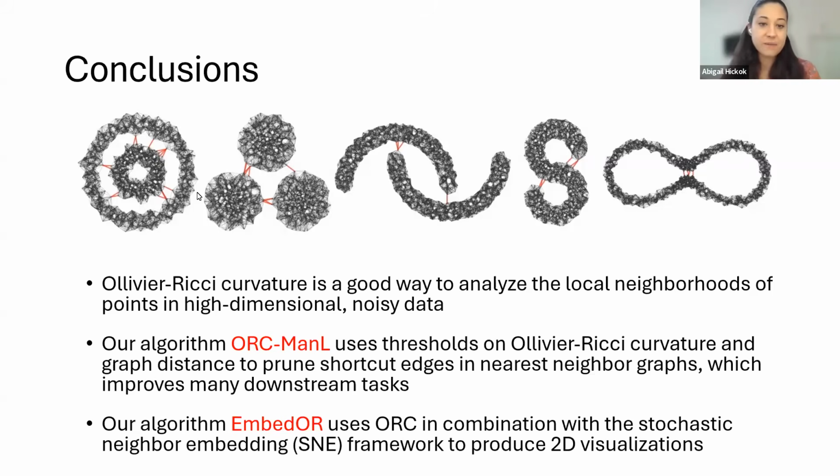And then EmbedOR builds on this by doing something like a continuous version of ORC-ManL in combination with the stochastic neighbor embedding framework to produce these really nice 2D visualizations that highlight cluster structure, like UMAP, which is why everyone loves UMAP, but also introduces less fragmentation, which is an issue in a lot of these algorithms. Okay, so that's the end of my talk.